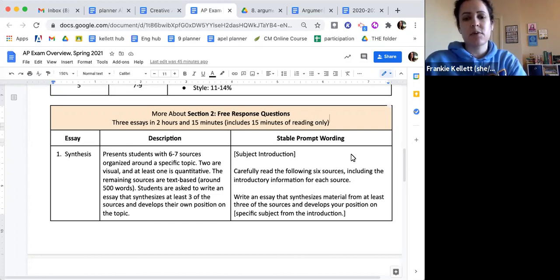Okay, and then stable prompt wording. This means that the prompt is always going to appear in the same type of formula. So if you see these brackets, it means that the information changes every time. But if it's not in brackets, that means that's exactly how it's going to appear on the test.